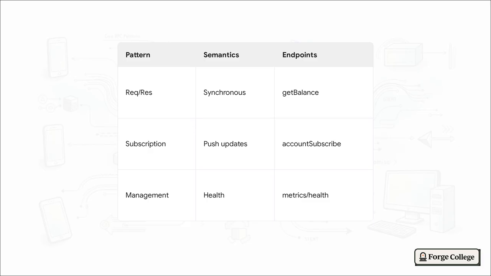When you choose a pattern, you are choosing your trade-offs. You want event-like updates from a pull cord? You're going to pay super high polling costs. You want push timeliness? You're going to have to take on all that connection complexity.